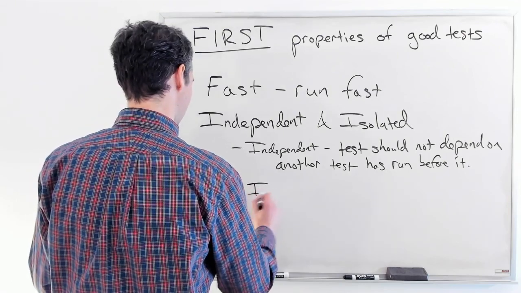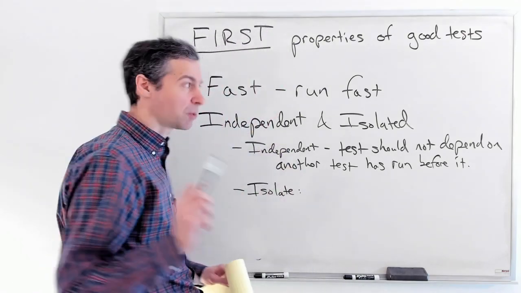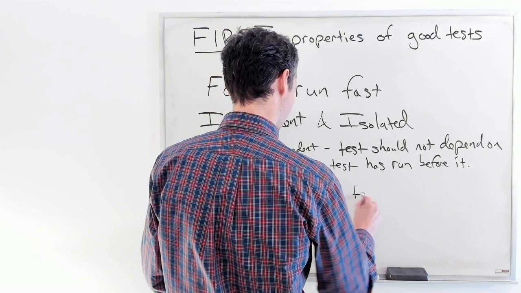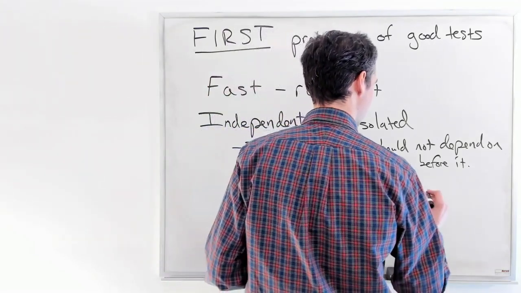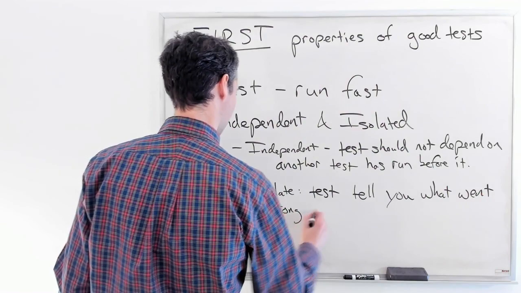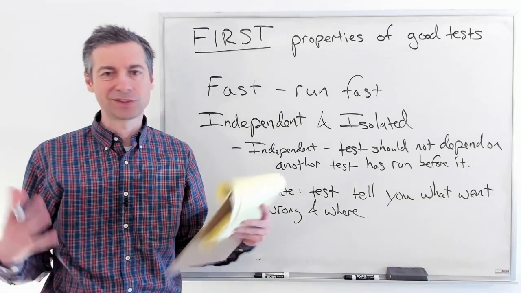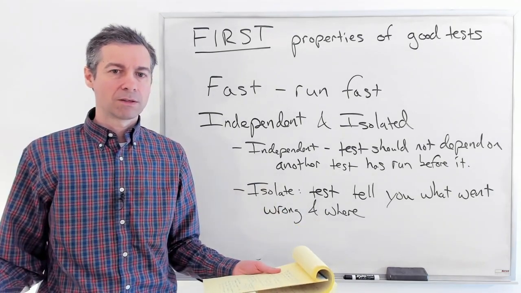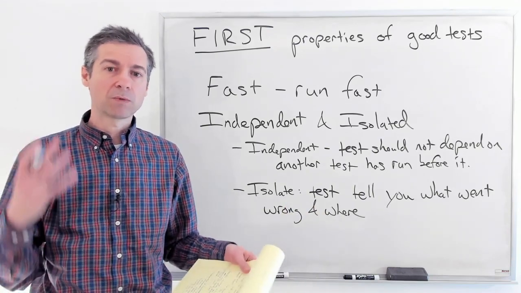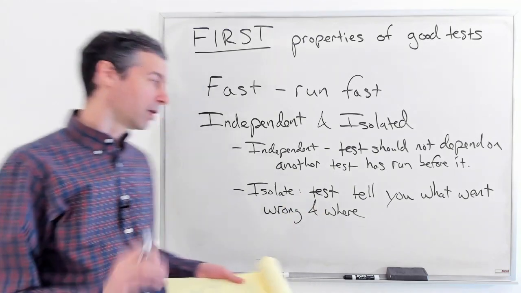Now, what was this isolated? So to isolate your test, what the original people wanted I to be about was that the test needs to tell you what went wrong when a test fails, and where did it go wrong. Okay, so you don't want to run a test or a whole bunch of tests and just get a message that says something's wrong. Oh, now you got to figure it out. They really wanted it to be like, this test helps you know where there's a problem in your system quite specifically, and what is it that went wrong.